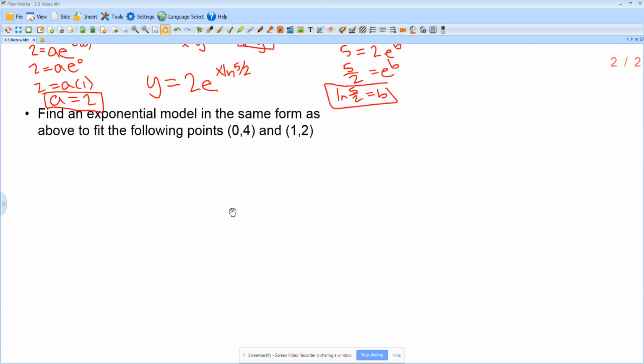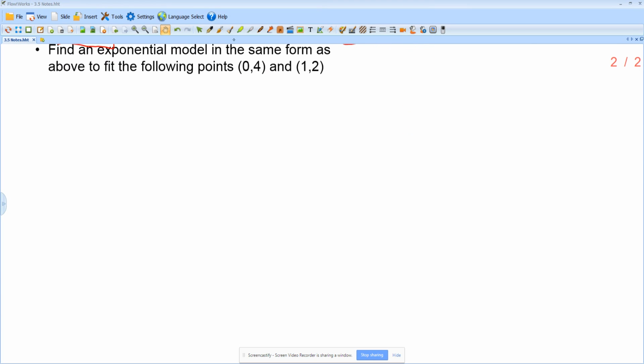All right, another example of that same question. Find an exponential model in the same form as above to fit these points. So again, I'm going to start with the one that has 0, and I'll have y equals ae to the b times 0. All of that just gives me 1, and y was 4 in this case, so I get 4 equals a.